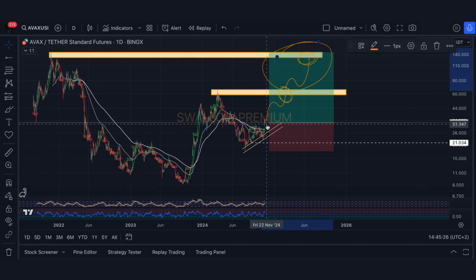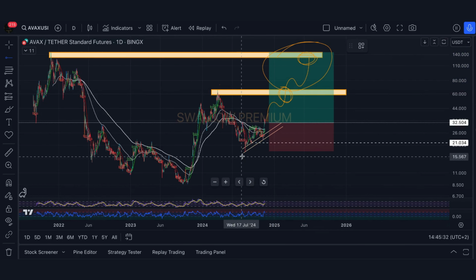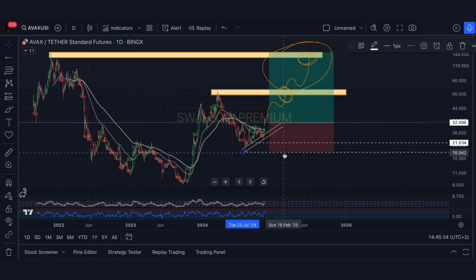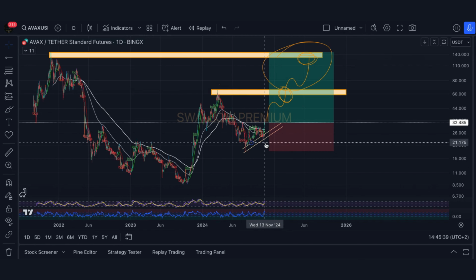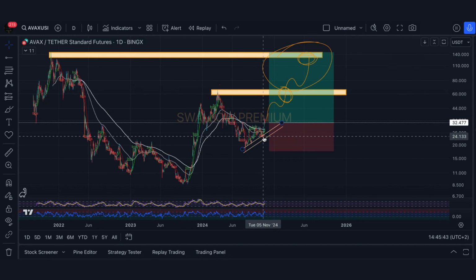So most likely we will go for retesting this zone. Maybe we even fall towards this zone, and eventually if we even fall below this zone, then most likely we will fall to this zone. So it all comes down to if we hold this zone here or not. As long as we hold the zone, we should see a nice upward movement.